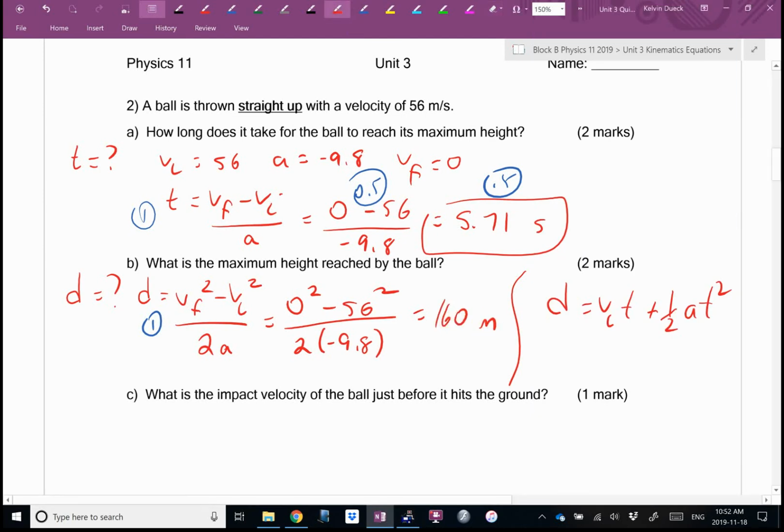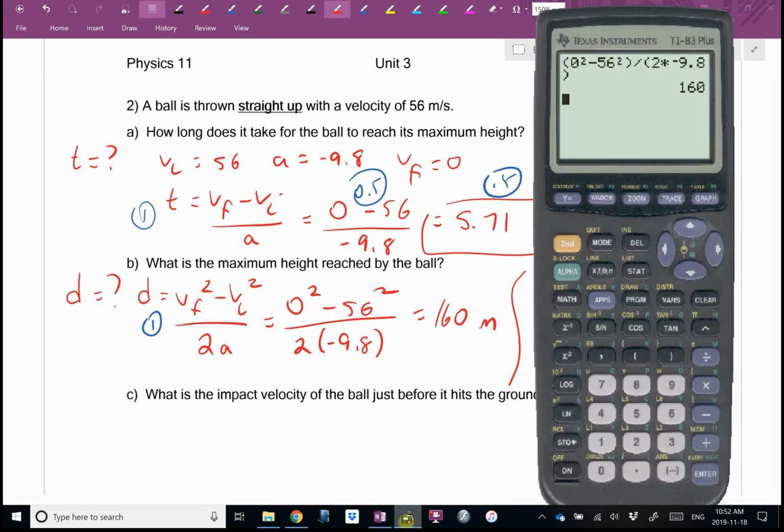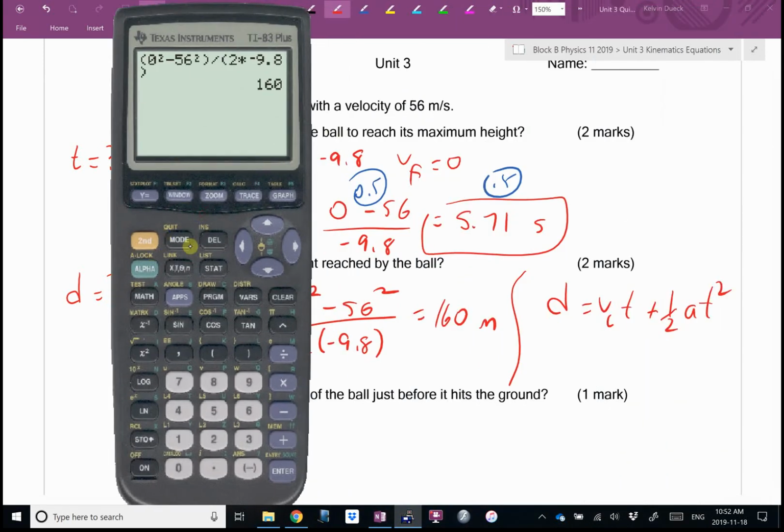160 meters. And if you tried d equals VIT plus a half AT squared, the problem is if you use 5.71, so if you go 56 times 5.71 plus 0.5 times negative 9.8 times 5.71 squared, you don't get exactly 160 because that 5.71 is rounded off. So just be aware of that if you're checking your answer. But you'll notice it's really, really, really close. I mean, that's 160.